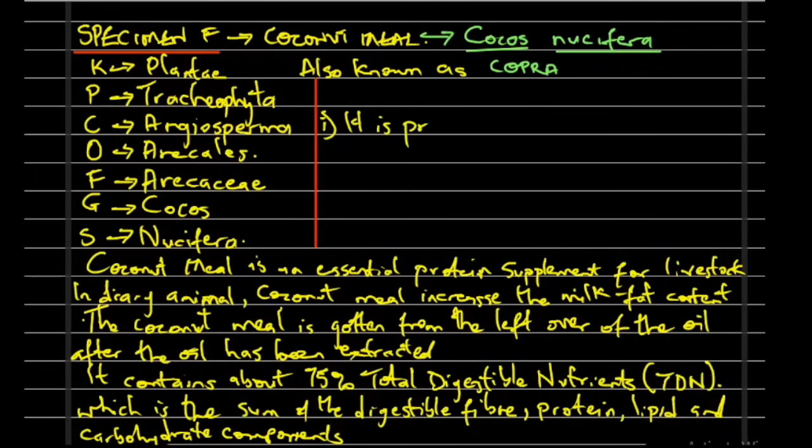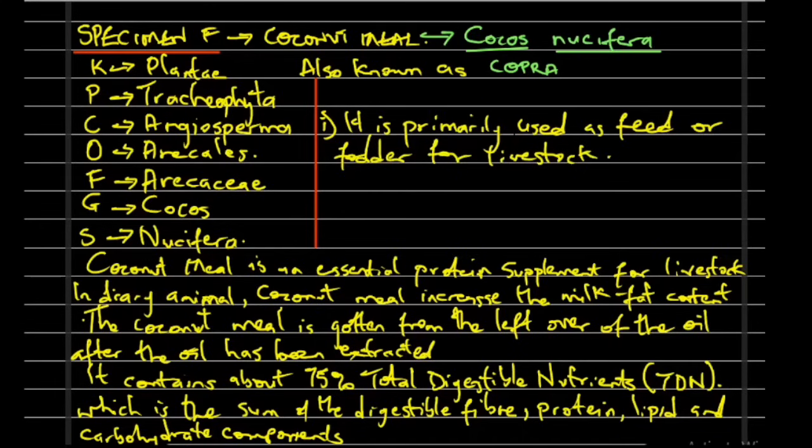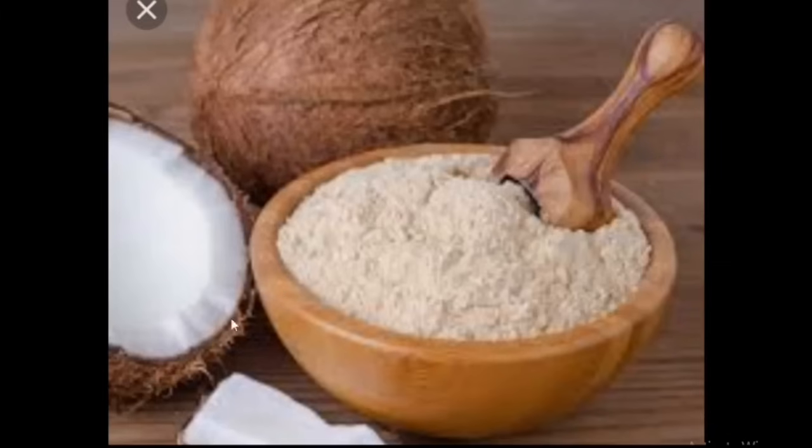It is primarily used as feed or fodder for livestock. So like I said earlier on, animals that are fed with this particular substance get to produce high milk fat content, high fatty milk. It is very nutritious, and it supplies them with enormous amounts of proteinous supplements in their diet. So looking at some pictures now, we have this as an example.